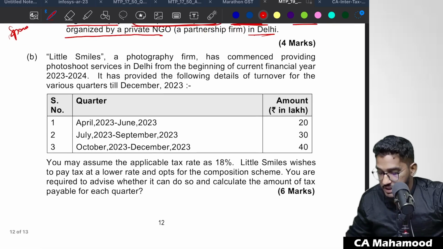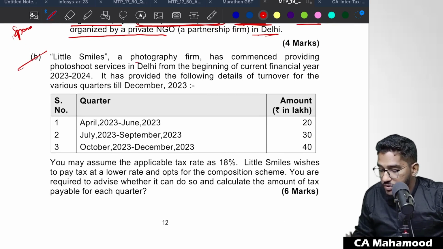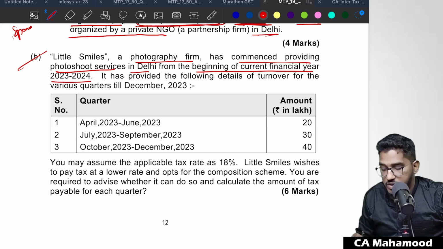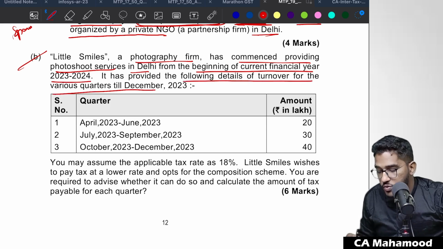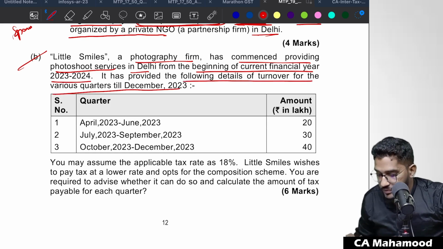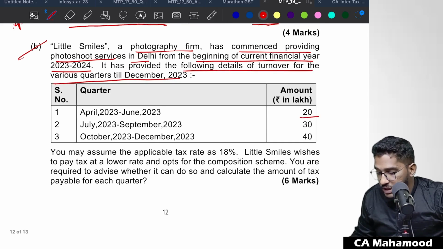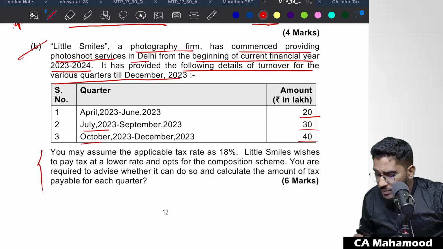Next one. Little Smiles, a photography firm, has commenced providing photo shoot services in Delhi from the beginning of the current financial year 2023-24. It has provided the following details of the turnover for the various quarters till December 2023. In the first quarter, April to June, the amount is 20 lakh rupees of turnover. From July to September, 30, October to December, 40. You may assume the applicable rate of tax is 18%.